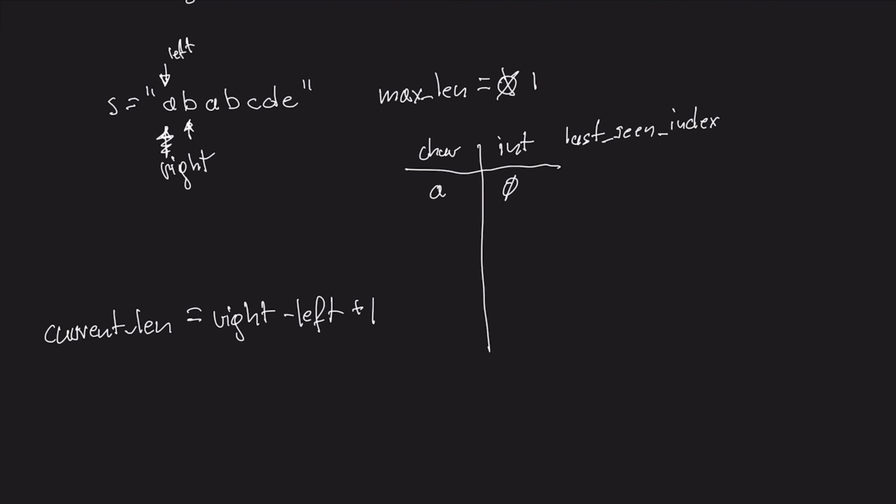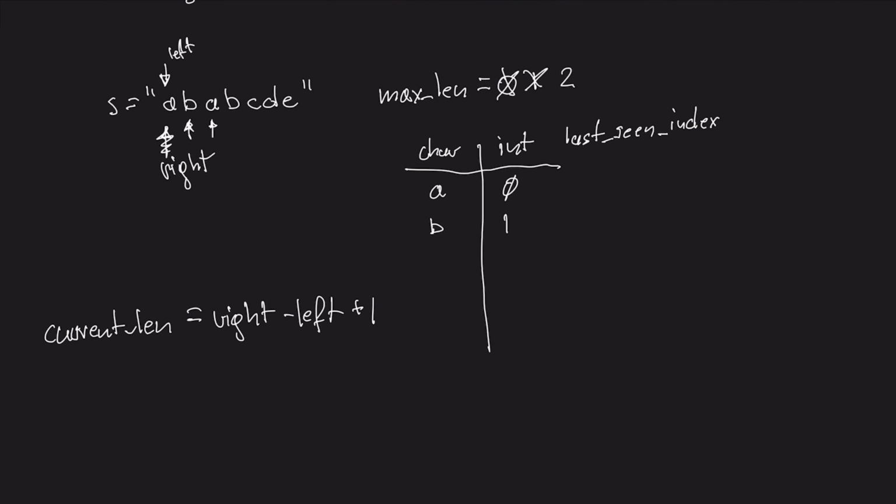So the right points to B. We again repeat the steps. We check whether the B is in our map. It is not, so we will add B with the index 1. And we will compute the length. So 1 minus 0 is 1, plus 1 is 2, greater than max len. We change max len to 2.